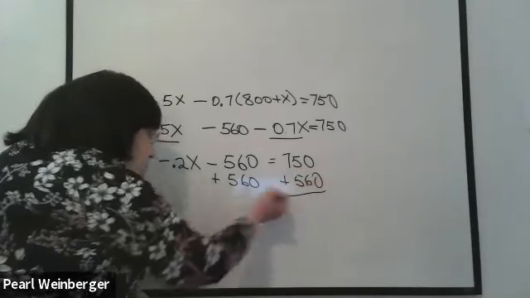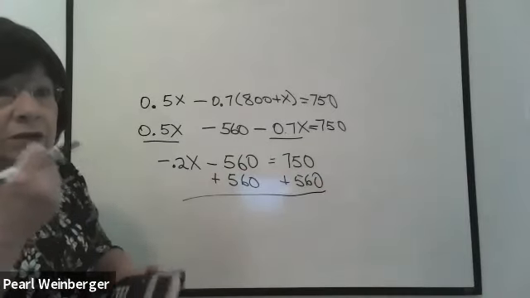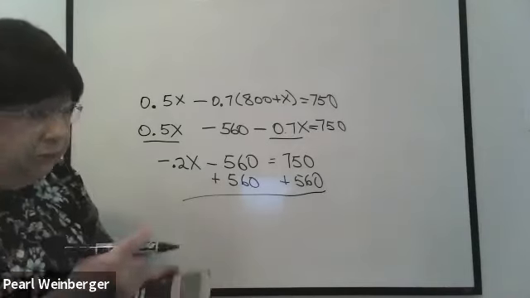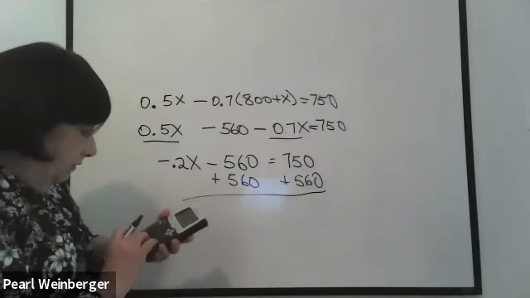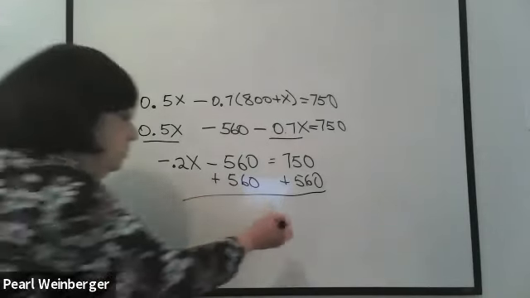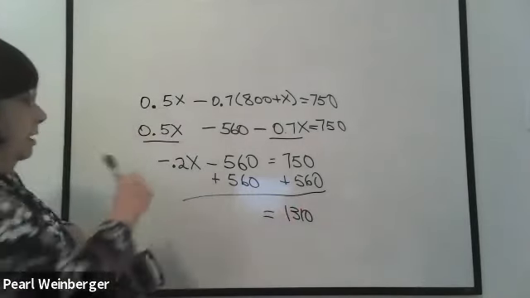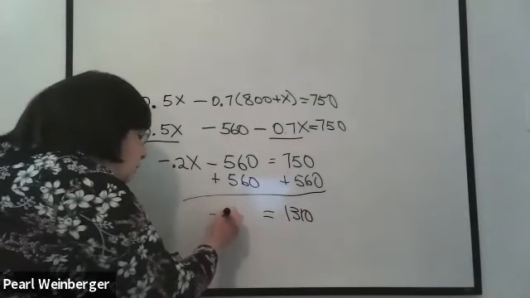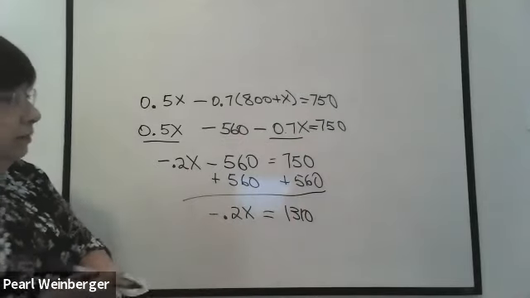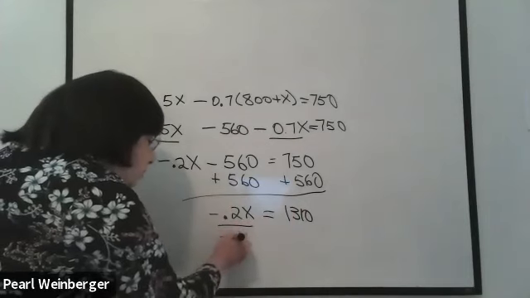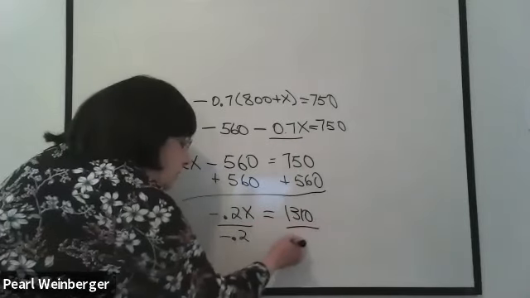And since I know I could do this without the calculator, but I have my calculator. The point of a calculator is to make life simpler. So I'm going to do the 750 plus the 560 on my calculator, which gives me 1,310. Over here, I'm left with negative 0.2x. And again, like I did before, I have to divide by negative 0.2 because that's the coefficient. I have to do that on both sides.